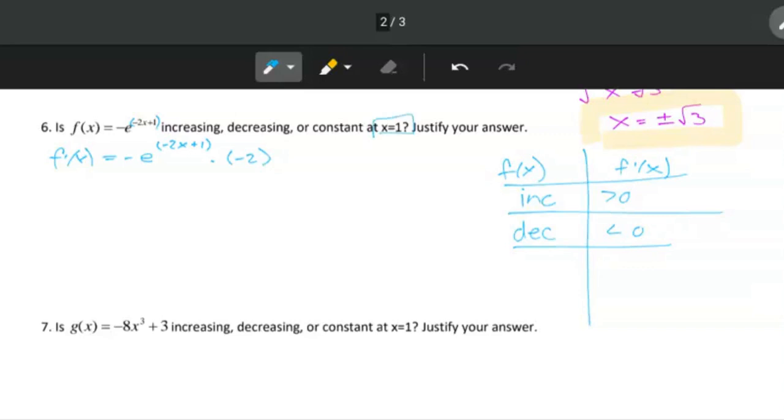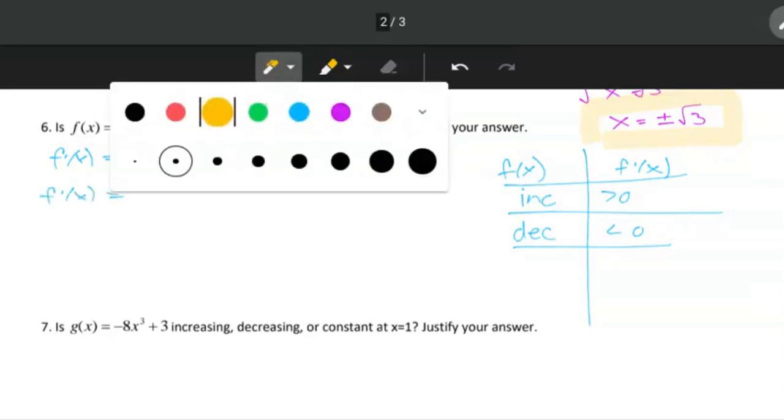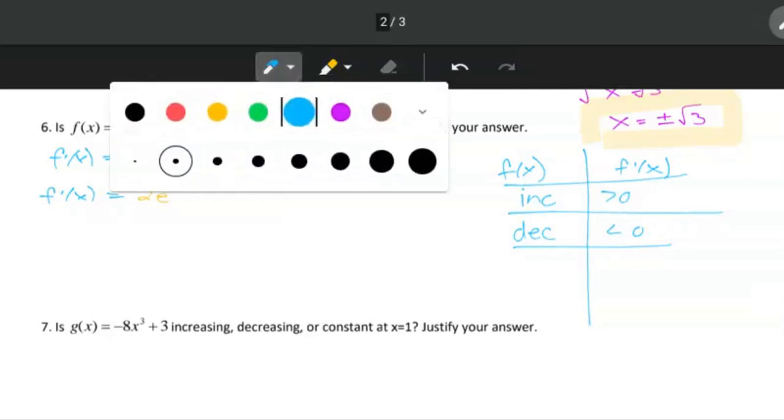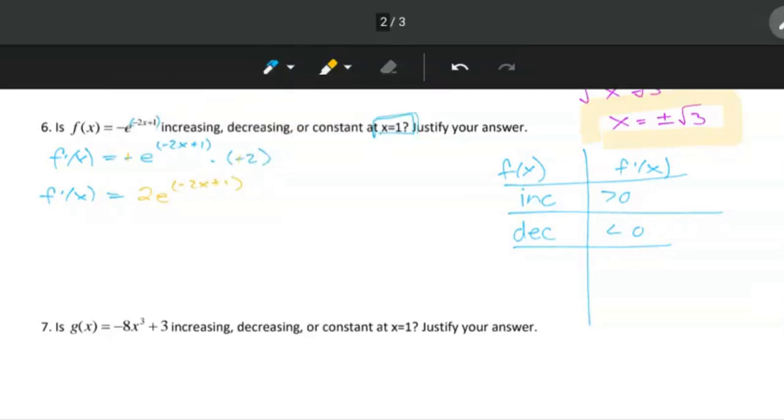We're going to have to plug in 1 into this and see what kind of number we get, positive or negative. So I'd probably clean it up. Let's rewrite it one more time. The two negatives in there, a negative and a negative, are going to turn to positive. I might put the 2 in front. Let's call it 2e to the negative 2x plus 1. Now if we want to know increasing, decreasing, or constant at 1, let's plug in 1. f prime of 1 is 2e to the negative 2 times 1 plus 1. So we get 2e to the negative 2 plus 1, or negative 2 plus 1 is negative 1.